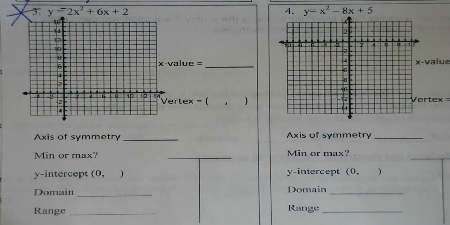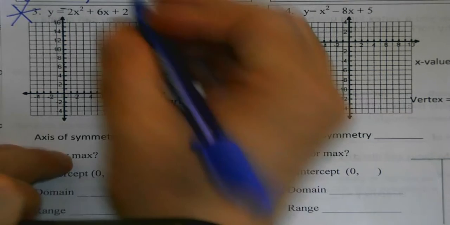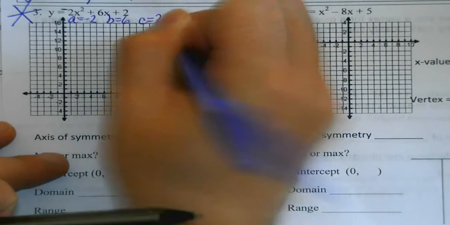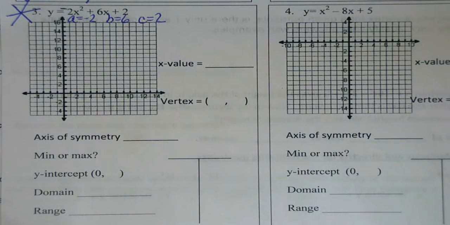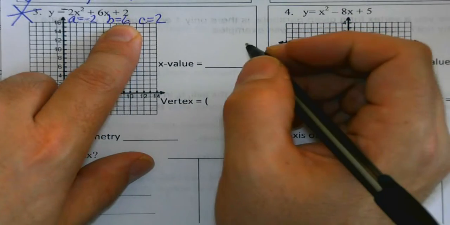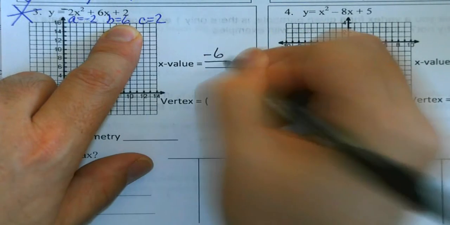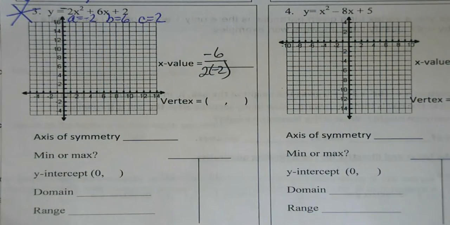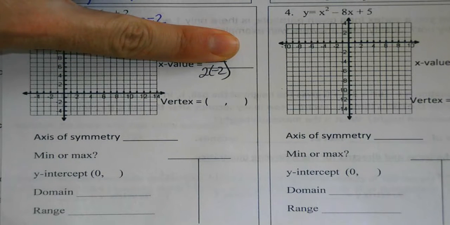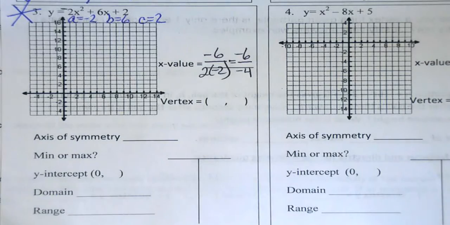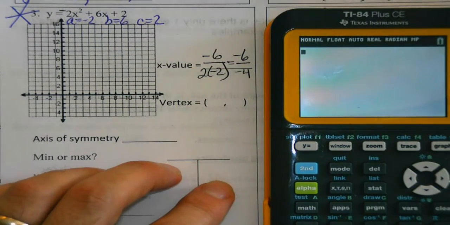So I look and I'm like, okay, can't take the vertex straight from what I see here. These are the ones where I jot down my A, B, and C values. And when I go to look for my X value, I remember, oh yeah, negative B over 2A. So the opposite of B, the opposite of 6 is negative 6, over 2 times A. And here's where I've got to be a little bit cautious. Clean up the denominator first. 2 times negative 2 is negative 4. And then we do negative 6 divided by negative 4, and this is not going to be a misprint.